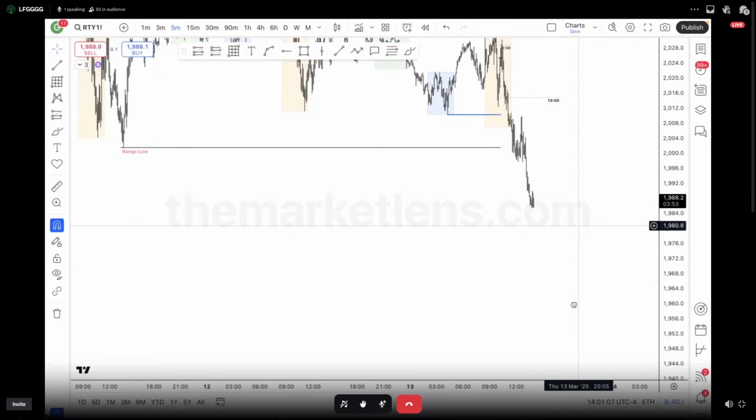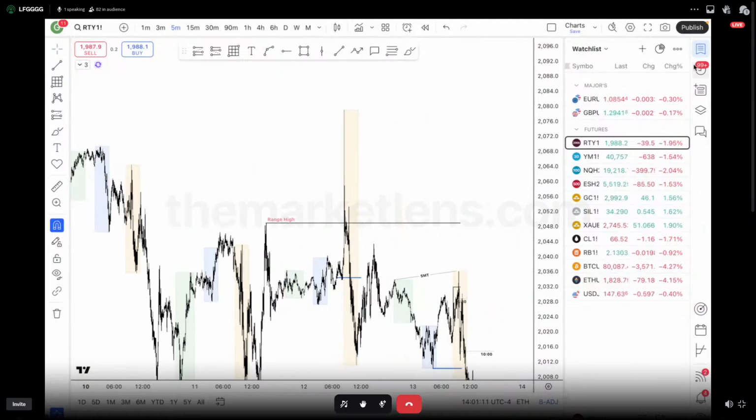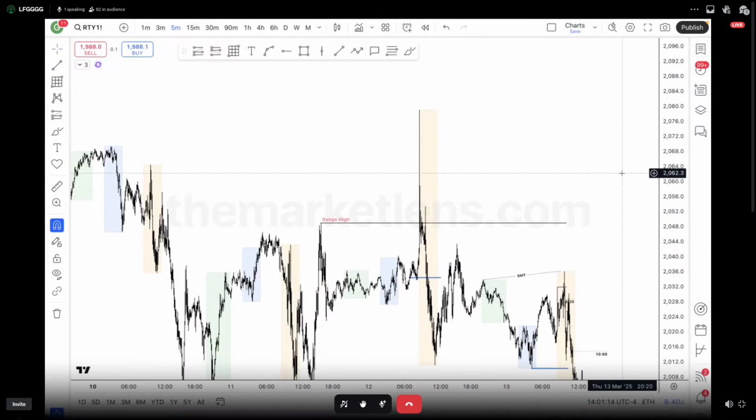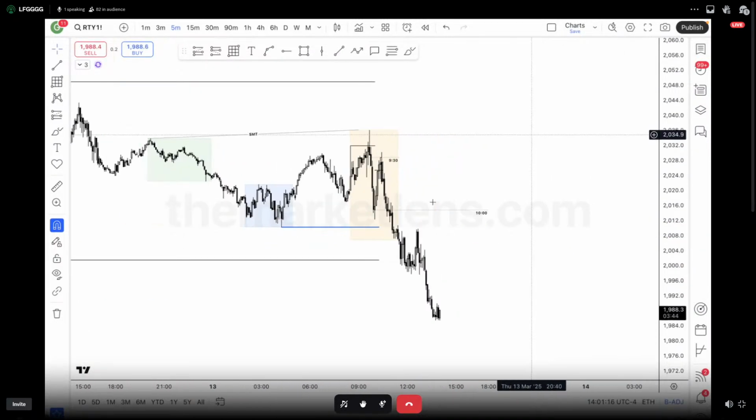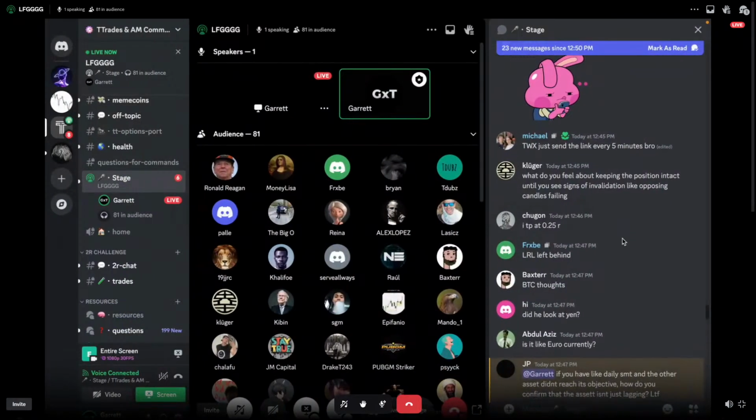A lot of these trades that I take on indices just end up running like crazy. I don't have to anticipate that stuff. I just get in line with the reversal of the day and let the day do its thing.